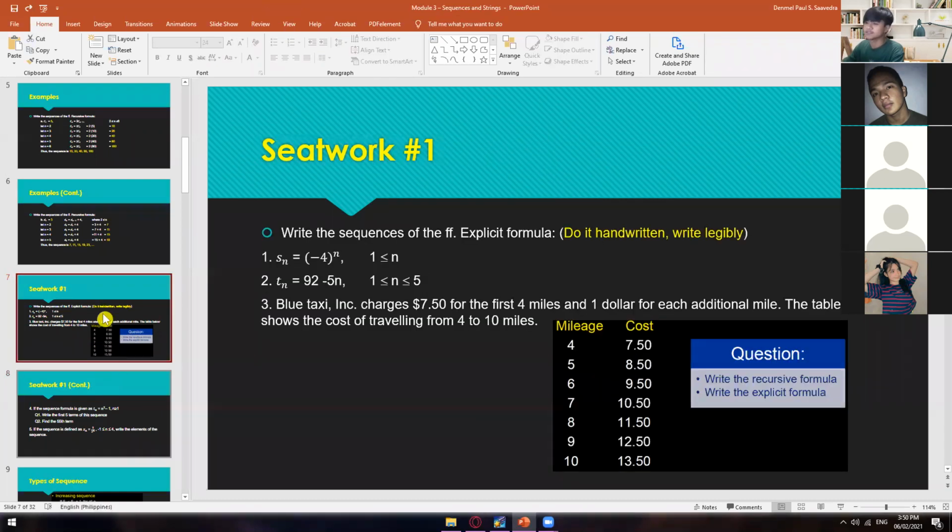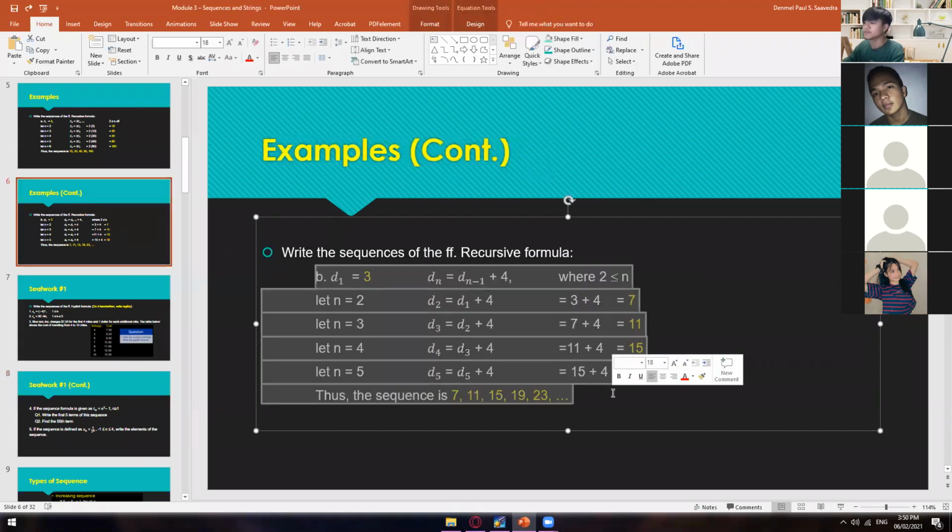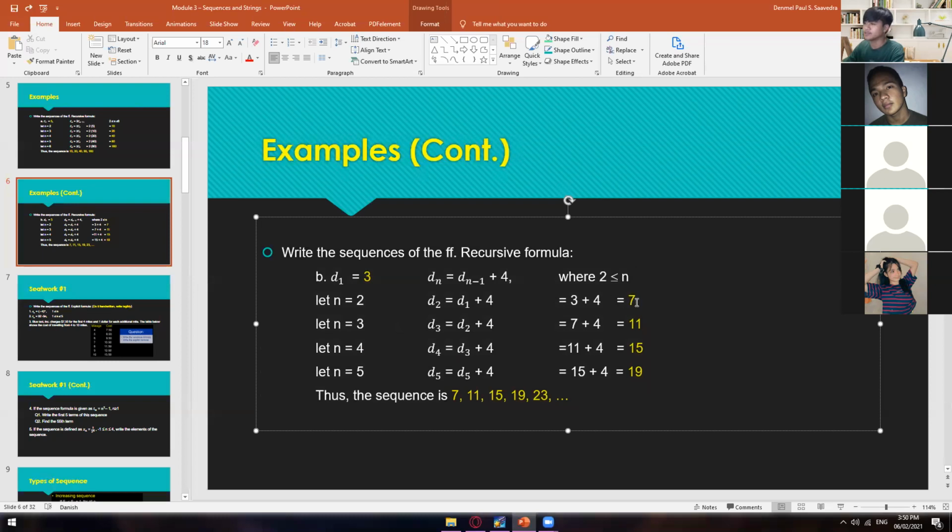Sir, question, sir. Yes? Sir, do we still need to show the solution, sir, or just the sequence directly? You need to show the solution. Okay. Just like this. Okay. So for recursive, you must show the step-by-step solution on how you got the first, second, third, fourth, and then fifth. Okay, so the same with explicit.